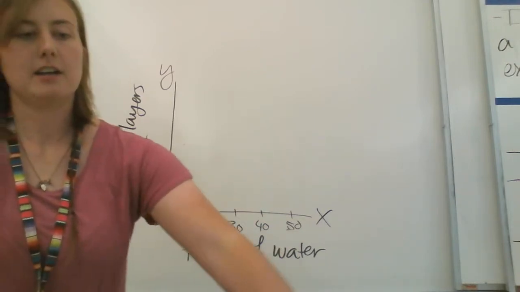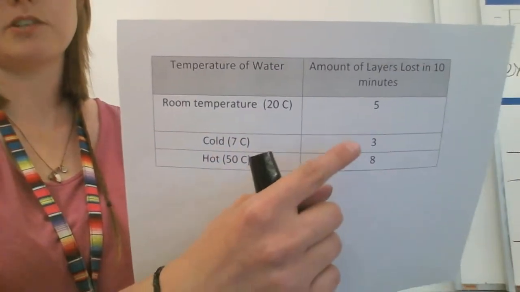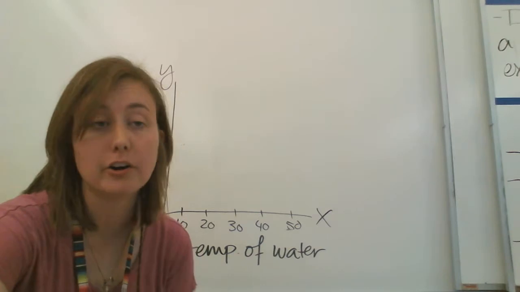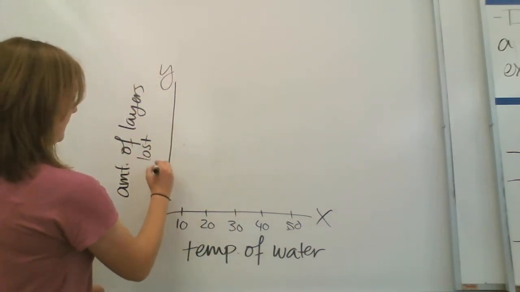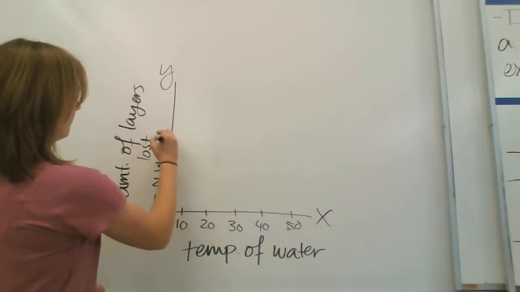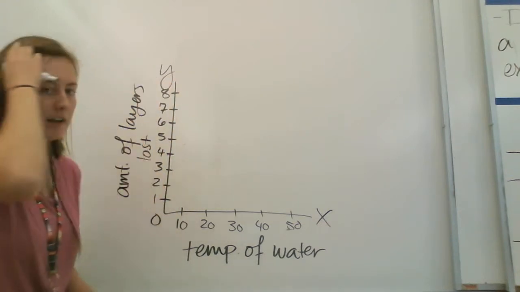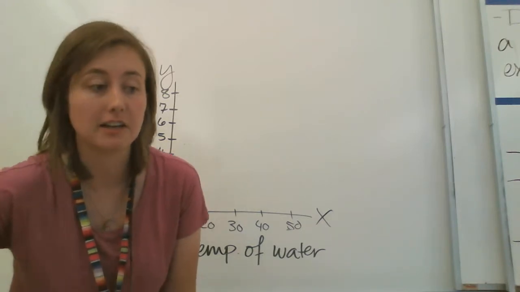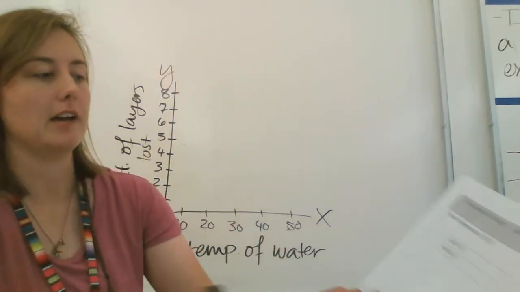Now let's decide what to do for our y-axis, the up and down. When our smallest number is 3 and our biggest number is 8, I'm going to go by ones again, just like I did on my bar graph. And again, I don't need to go higher than 8 because my highest number in that data is 8. Okay, so now instead of doing bars, I'm going to do dots, okay?